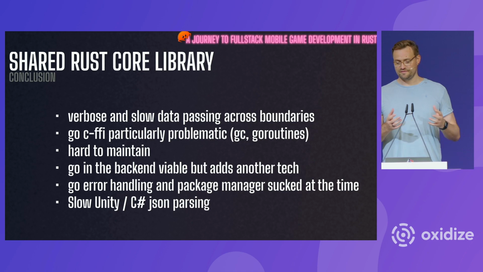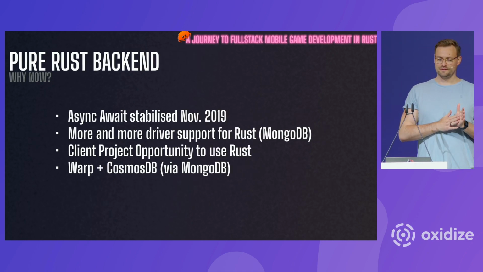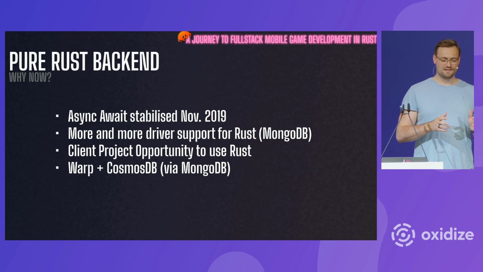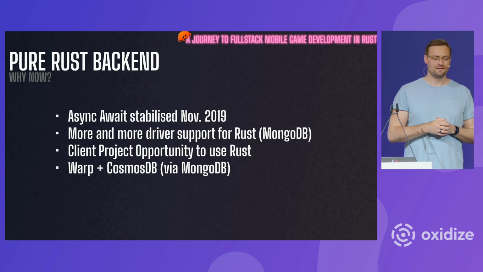Go in the backend was a viable option before we started to adopt Rust, but there was already things that we didn't like: error handling. The package manager back then was basically not existing. And like I said, the iteration times in Unity with C# also not amazing. So what happened then was, end of 2019, we all know async await got stabilized. So we were super excited to build the next backend completely in Rust and finally get rid of Go and a lot of the problems that came with it.